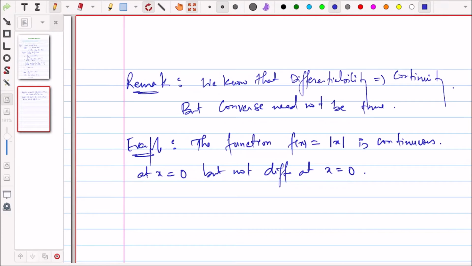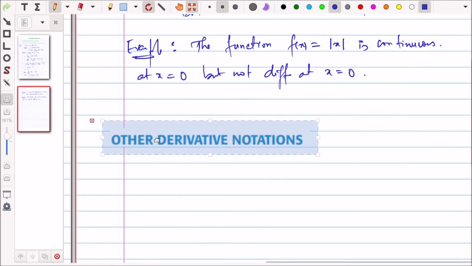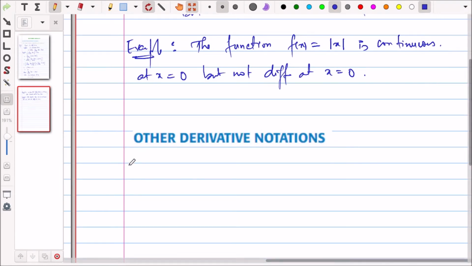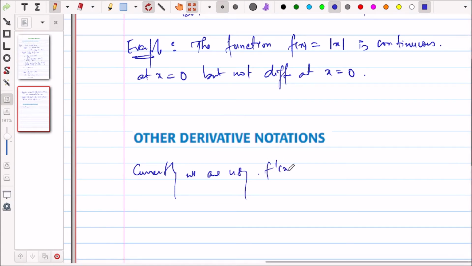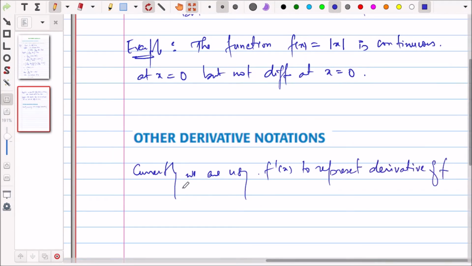There are various notations that we use for derivatives. We are currently using f dash x to represent the derivative of f at x, but there are other notations also.